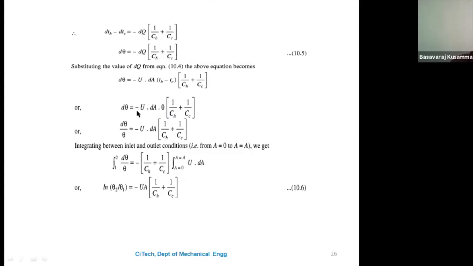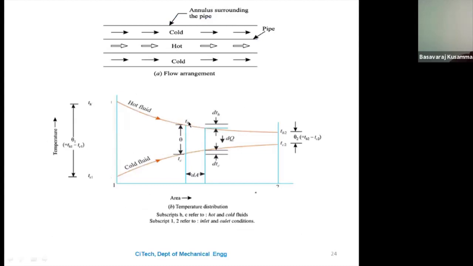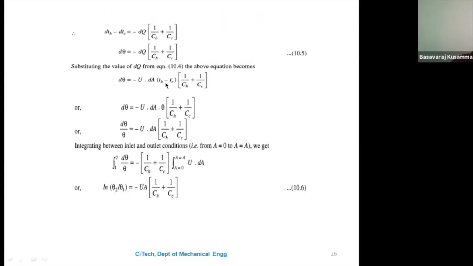Then dθ is equal to minus U dA θ. What is TH minus TC here? By this diagram, you know that TH minus TC is called θ here. That's times (1 upon CH plus 1 upon CC). Hence, rewrite this equation: take θ to the LHS, dθ divided by θ is equal to minus U dA (1 upon CH plus 1 upon CC).